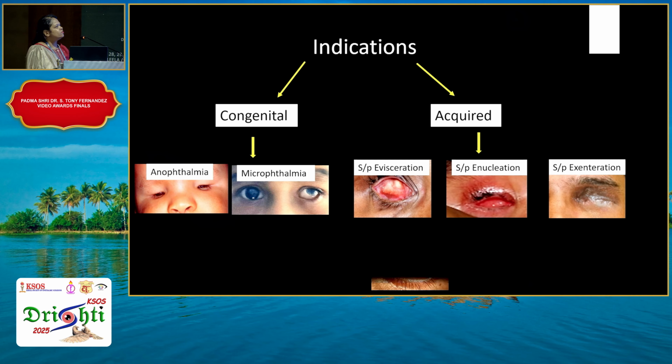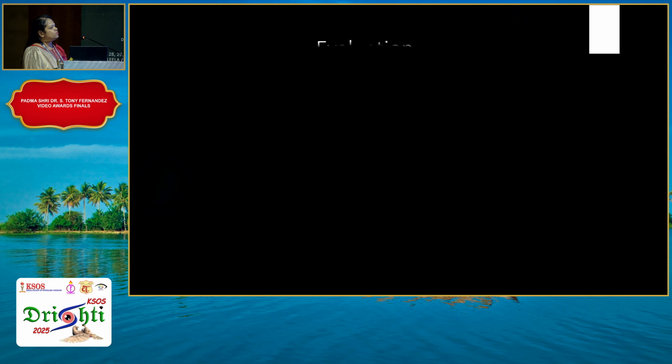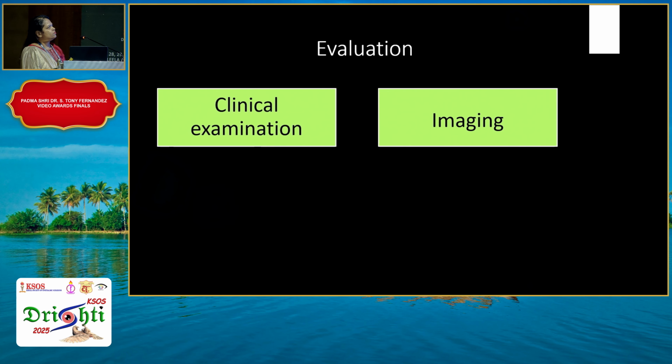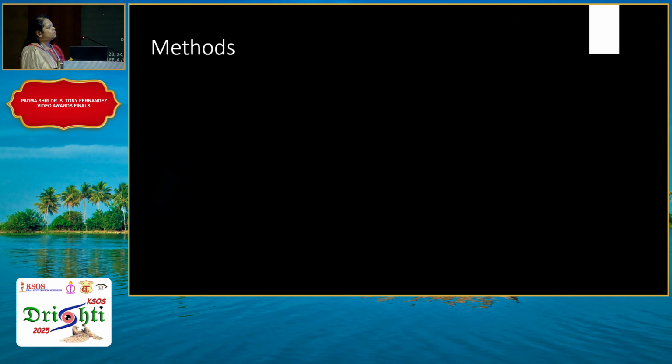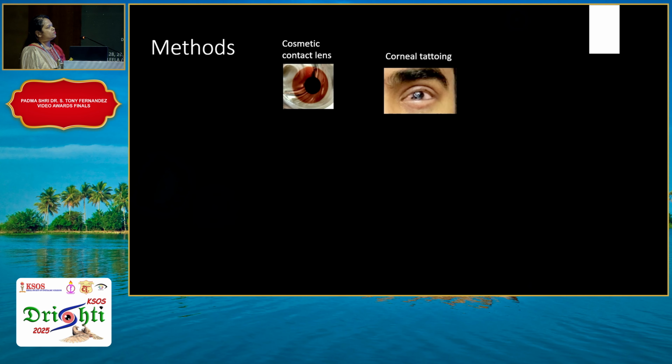Causes include corneal opacity with nil visual potential and phthisical eye. A thorough evaluation is done before choosing an appropriate method, including detailed clinical examination and appropriate imaging in selected cases. Methods include cosmetic contact lenses. Cosmetic contact lenses type B and corneal tattooing can be considered in patients with corneal opacity, especially when anophthalmos is less than 2 mm. Ocular prosthesis is used in patients with a phthisical eye or after enucleation or evisceration.